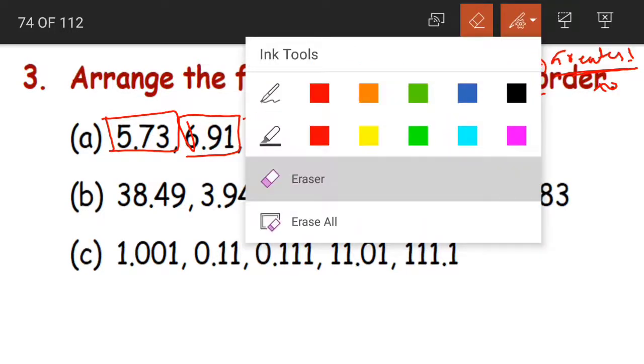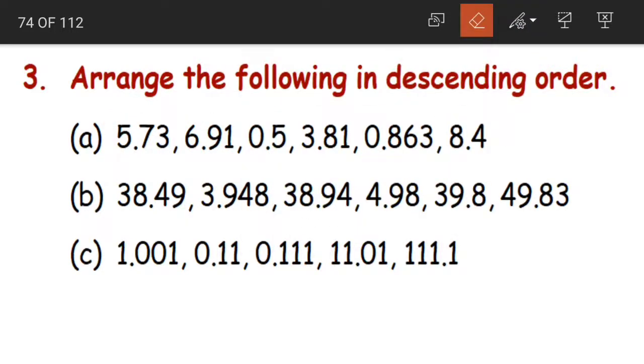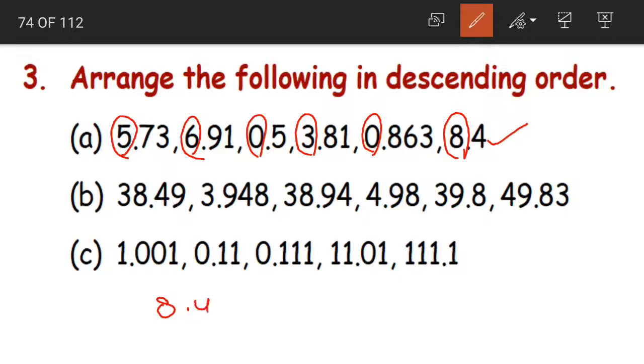We need to consider the whole number parts. Let me circle the whole number parts here: 5, 6, 0, 3, 0 and 8. Now these are the whole number parts. From these, which is the highest one? 8.4. So 8.4 comes first. Then this is done, right? So I am crossing it off.